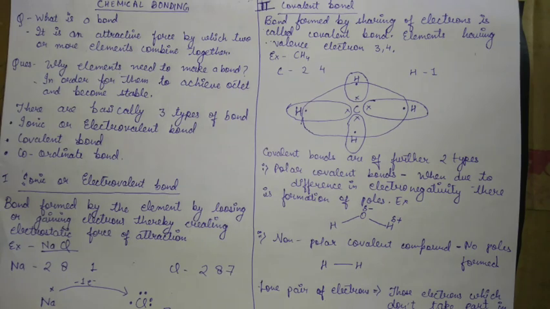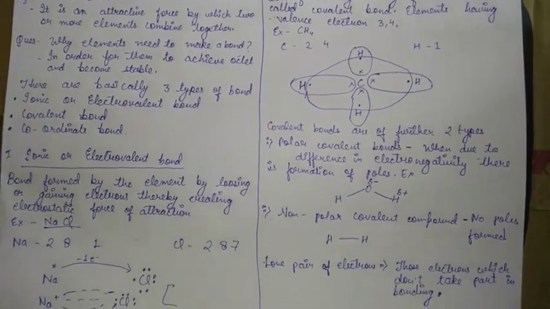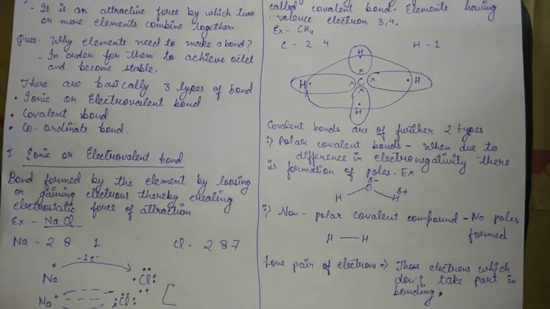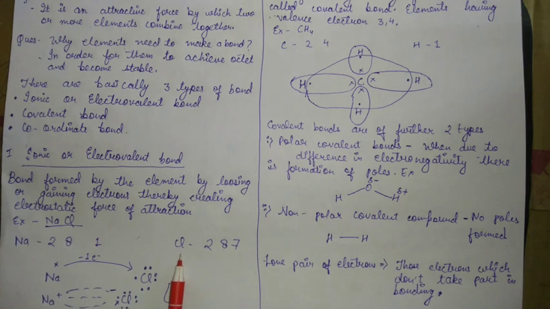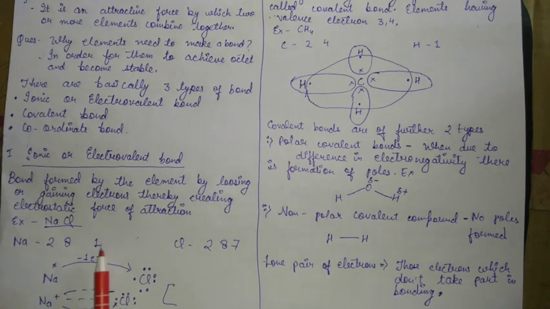Here I have taken one example, sodium chloride, NaCl. The atomic number of sodium is 11 and its configuration is 2, 8, 1, whereas chlorine has atomic number 17 and its configuration is 2, 8, 7. To achieve an octet, sodium must lose this electron, and to achieve an octet, chlorine must accept this electron. It will become 8, and this will become 2, 8.